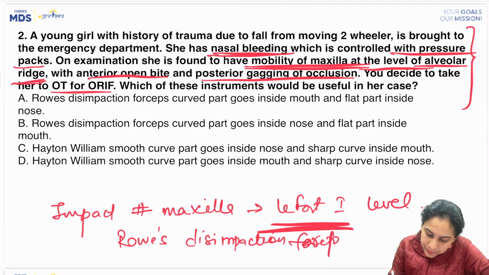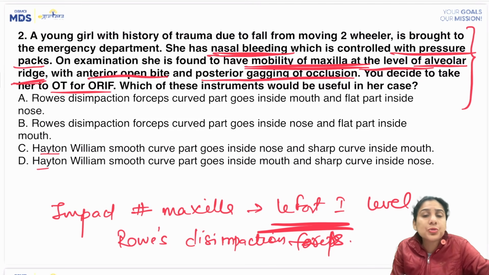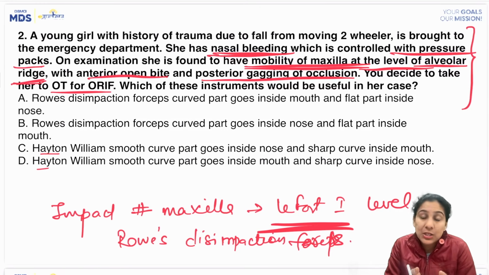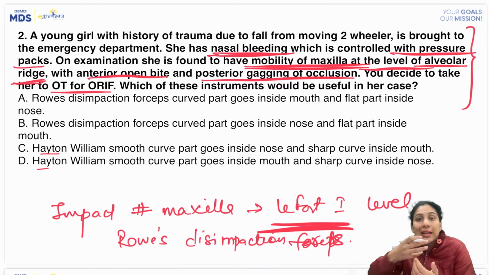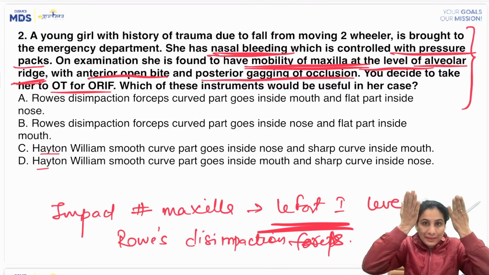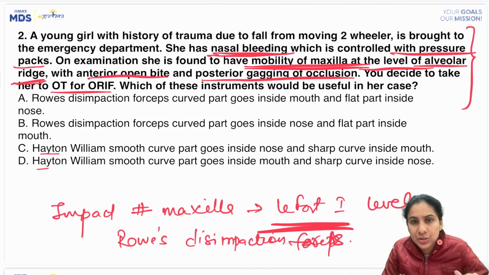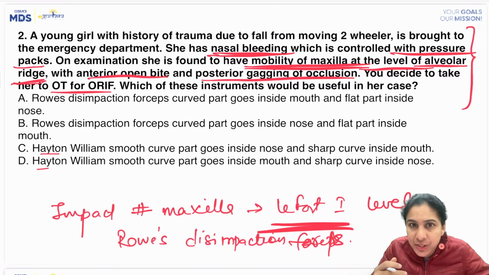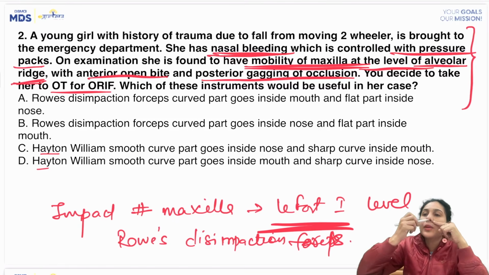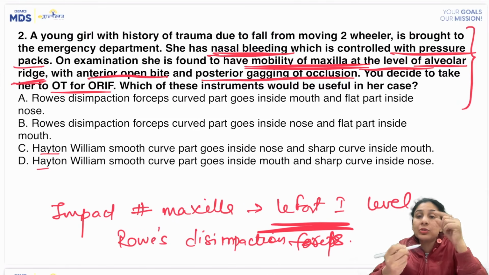The Hayton-Williams forceps is usually used for the palatal region. Yes, the palate is a part of the maxilla and a part of Le Fort 1 fracture, but whenever there is a mid-palatal split or a shift of the maxilla left and right, you take the Hayton-Williams forceps like this and bring it back. But if it has gone up, if it is impacted, you will use the Rowe's disimpaction forceps. Now, how do you use it? The flat blade goes into the nasal part, whereas the curved blade goes into the mouth, onto the palate.